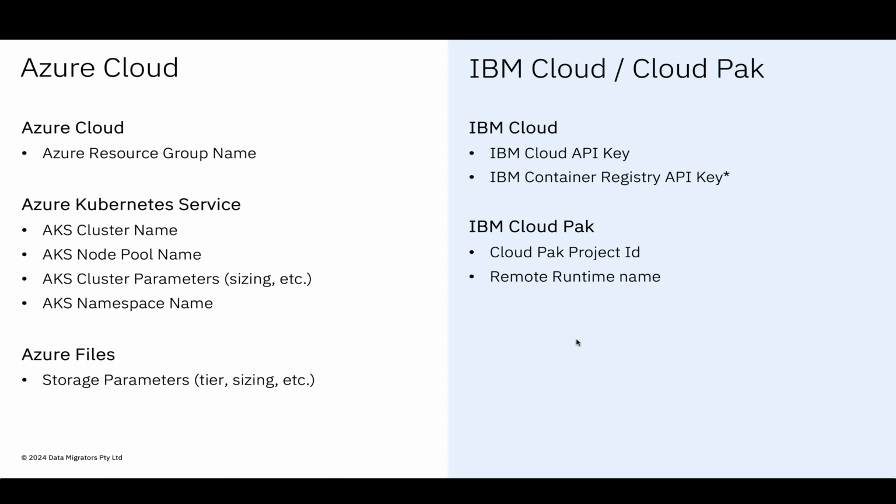On the Azure side of the equation, I'll need a resource group name in my Azure-wide scope. Then for the Kubernetes service, I'll need to decide on a name for a cluster and a node pool. I'll need to decide on some cluster parameters like the sizing and things like that, and also choose a namespace name. Also, we're going to use Azure Files as our storage mechanism, and there'll need to be some storage parameters there, again sizing, and also the tier, the type of storage we're going to use.